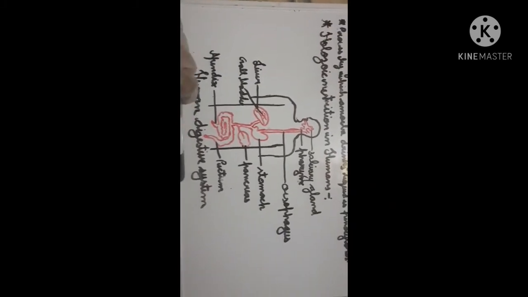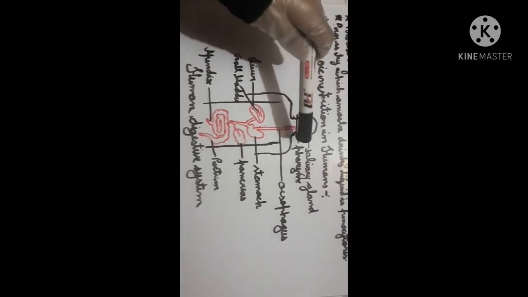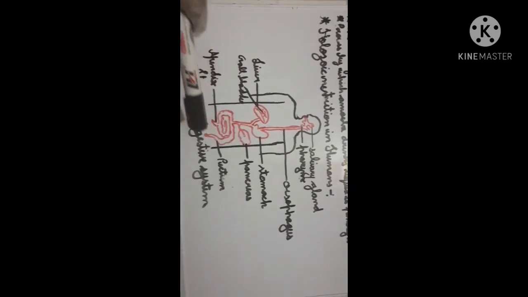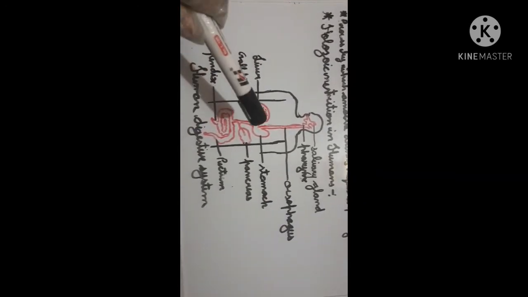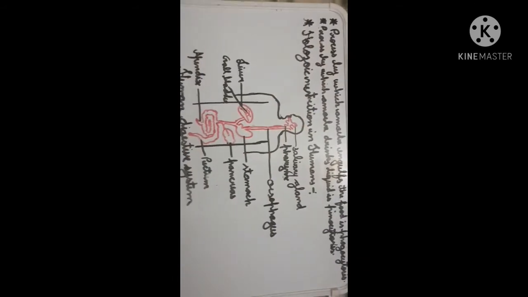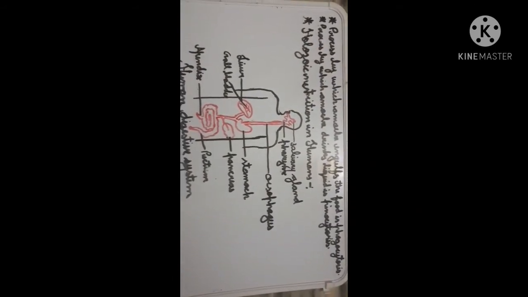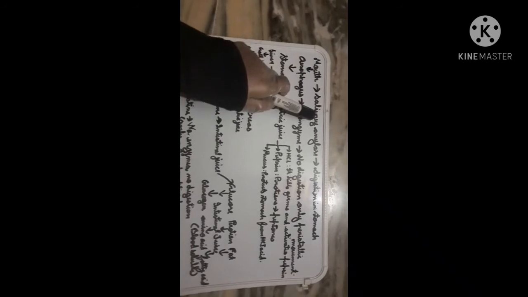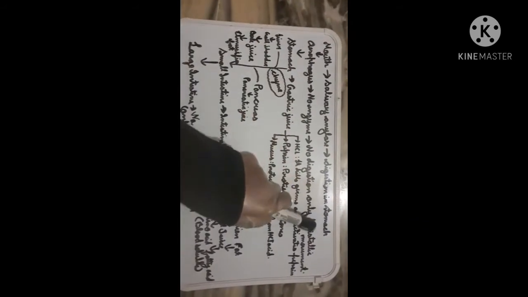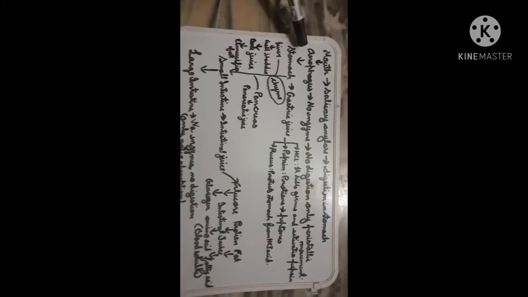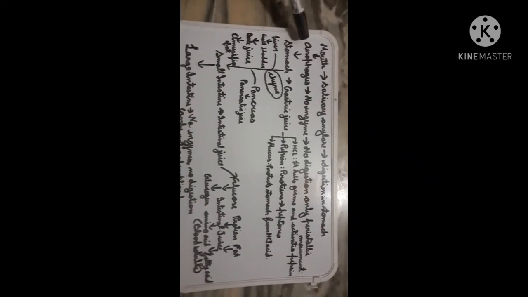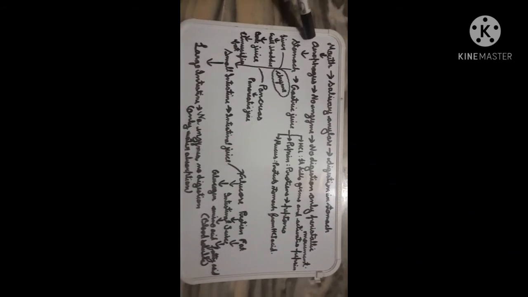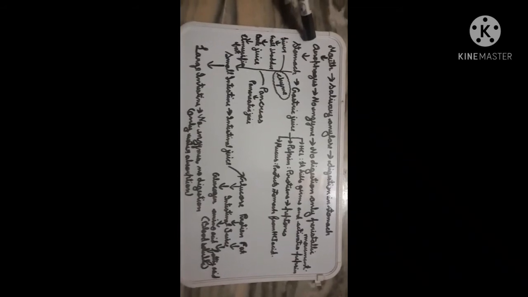This is the human digestive system. It consists of salivary gland, pharynx, esophagus, stomach, pancreas, intestine, appendix, gallbladder and liver. This is human digestive system which helps in nutrition. Now let's start. Mouth, which consists of salivary amylase, helps in digestion. Esophagus, it has no enzyme, no digestion of food takes place. Here only peristaltic movement takes place.